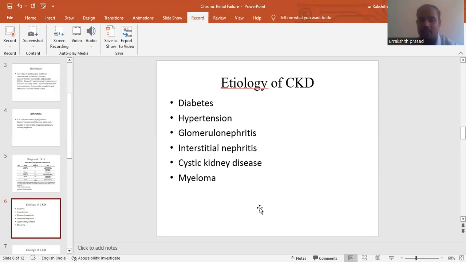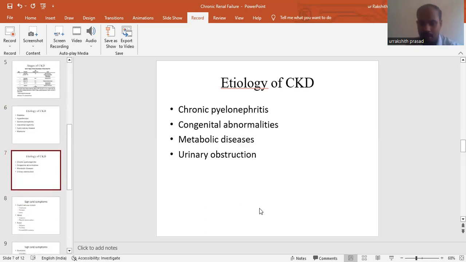And the next part is cystic kidney disease. That means cysts, especially some hard mass, develop in the kidney. That's what we call cystic kidney disease. And the myelomas: the plasma cells get cancerous. That's what we call multiple myeloma. Okay, and also chronic pyelonephritis may be a reason. This is also a chronic infection that you can see in the patients.